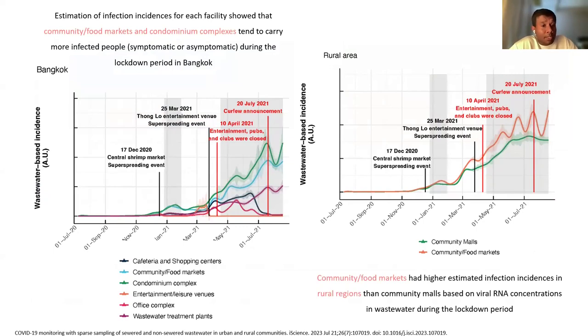Not only that, by using non-sewer wastewater surveillance, we can see how public health interventions affected particular locations. You can see in the gray area in both graphs, which is when Thailand had a lockdown or very strict enforcement, how the wastewater-based incidence changed, where settings went lower and where settings remained constantly increasing. Then we can implement public health interventions according to this data. Non-sewer wastewater surveillance can provide this information very clearly, because it gives very granulated information about where action is necessary.